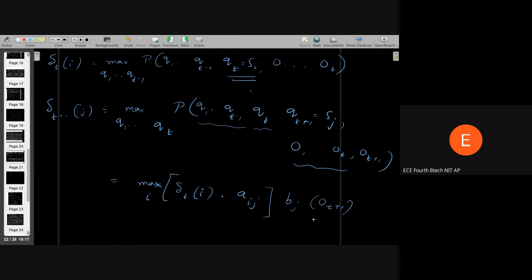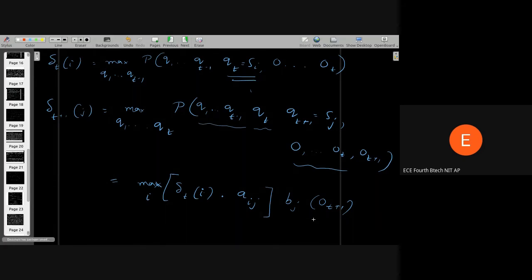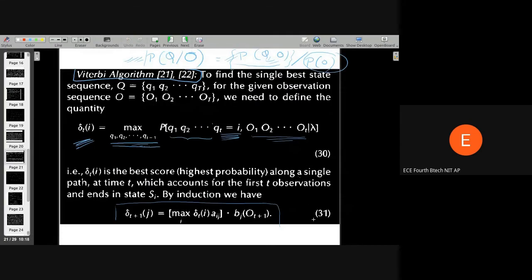Once you understand this, you will have to give a little bit of effort, but it's quite straightforward if you are comfortable with the basics of probability. Once you get this, things become quite straightforward. So this is your recursive relation.